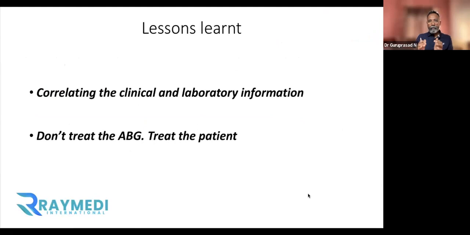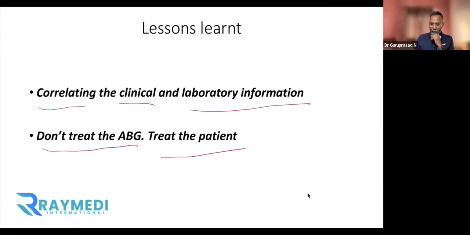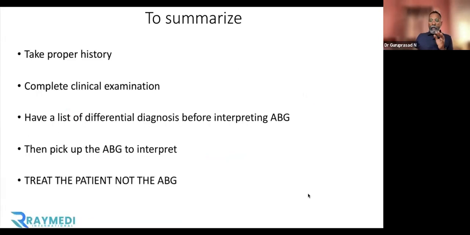So the lesson learned in such an ABG is you should always correlate the clinical and laboratory information. Don't treat the ABG, please treat the patient. That is the reason I wanted to show you this last ABG. If you just see the ABG and it is normal, have you asked for urinary and serum electrolytes? Have you calculated an anion gap? Even if the pH comes normal and electrolytes are given, you should always calculate the anion gap. And if there is a normal anion gap, you should get the urinary electrolytes and urinary pH. And you should always know what the albumin level is.